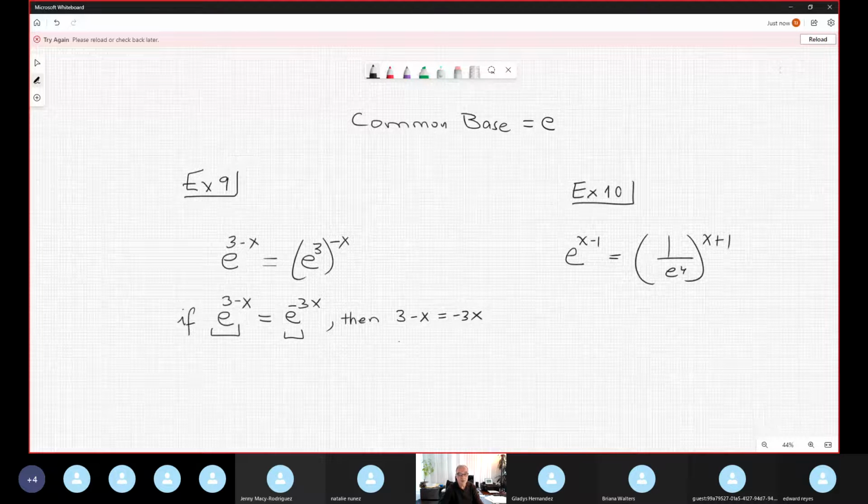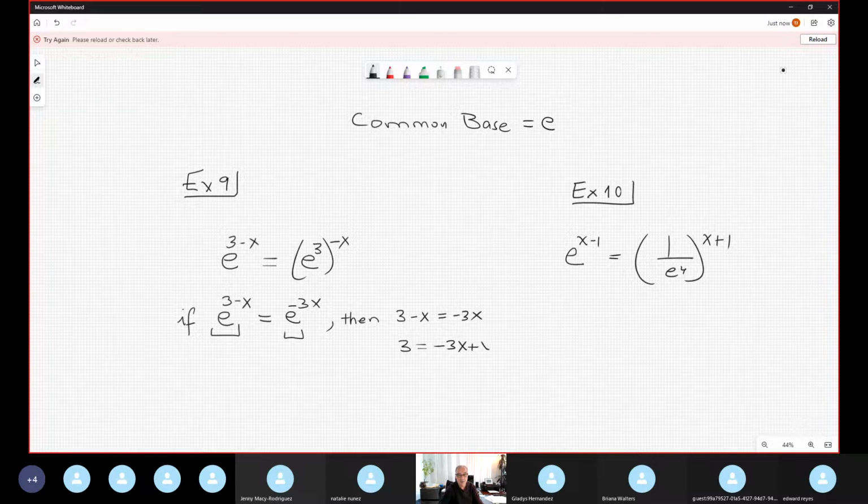Okay, I try to do my best in the linear equation. Minus 3x plus x. The left-hand term is minus 2x, divided by negative 2 on both sides. The answer is x equals minus 3 halves.